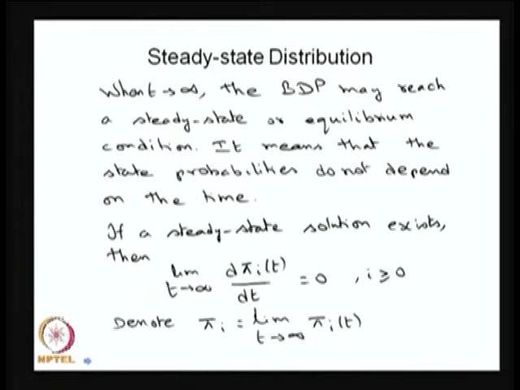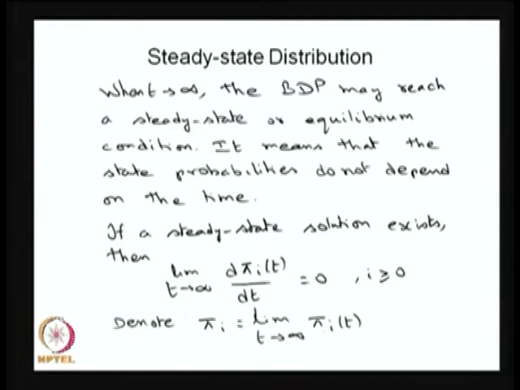That means, if a steady state solution exists, since the state probabilities do not depend on time t, the derivative of the time dependent state probability at time t, that derivative as t tends to infinity, becomes 0 if the steady state solution exists. Since the state probabilities do not depend on time t as t tends to infinity, I can write pi i as the limit as t tends to infinity of pi i of t.